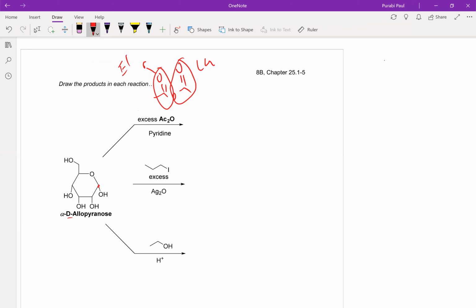All these free hydroxyl groups you see here. You guys know that alcohols are generally nucleophilic, and sugar has many of them. As you can see on this sugar, there are 5 alcohols. And if you're given an excess, that means there's an abundance of the electrophile. That means all 5 of them will react to give you the product. So let's look at how that works.